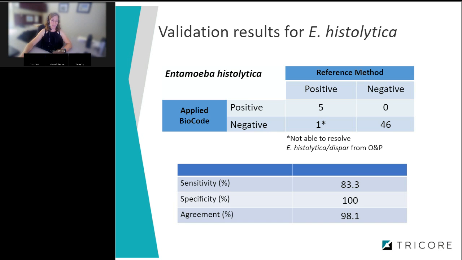For Entamoeba histolytica, we saw 5 that were positive by both methods, and 1 that was positive by our O&P exam, but negative by Applied BioCode. Unfortunately, we did not have an extra aliquot of this stool, so we were not able to resolve this with BD Max testing. We assume this may have been a dispar rather than a histolytica because the GI panel from Applied BioCode will only detect histolytica, and there was no way to discriminate between the two on the O&P exam.